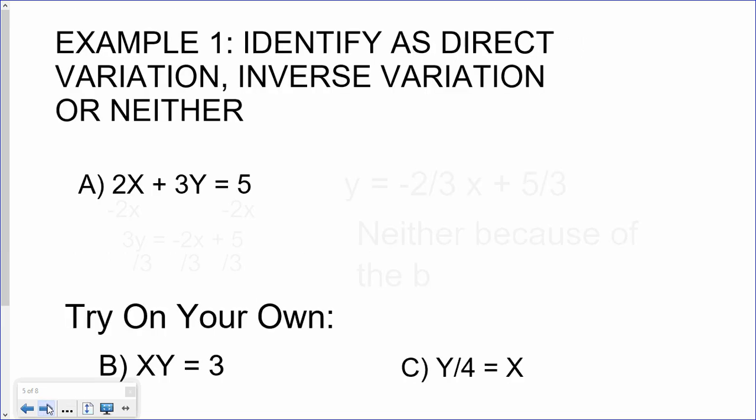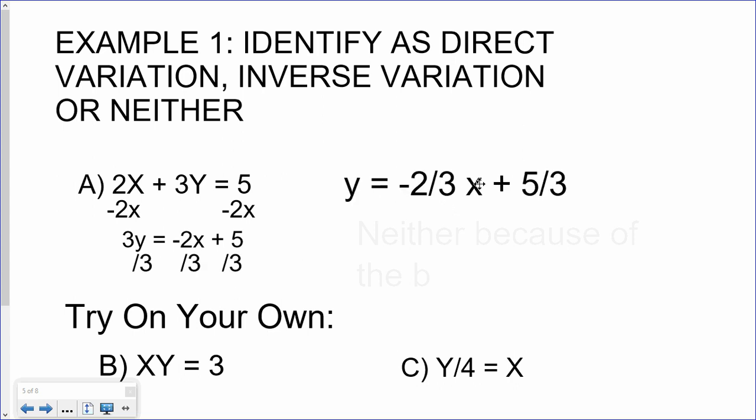Okay, so here's an example. You have to identify if it's direct, inverse, or neither. Okay, and in order to do that, you're still going to do the same thing as we did the other day. You're going to get y by itself and see which one it looks like. Okay, so here I gotta get this y by itself. So I'm gonna subtract 2x from both sides. So now I have 3y equals negative 2x plus 5. I'm gonna divide everything by 3. So I get the equation y equals negative 2/3 x plus 5/3.